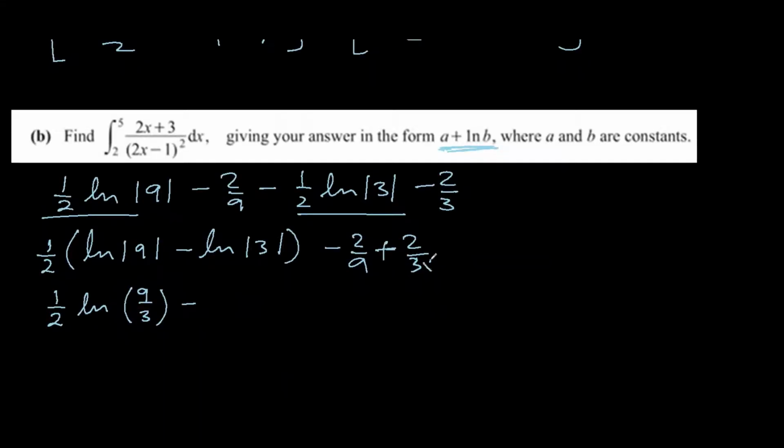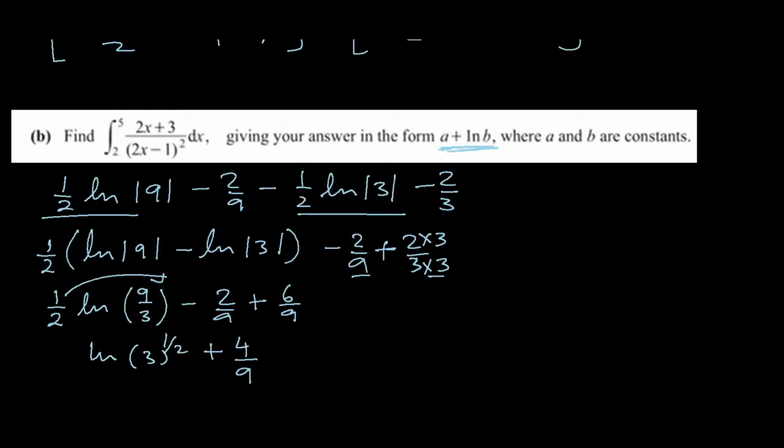Yes. So we'll multiply this by 3, multiply this by 3, so that they have the same denominator. So minus 2 ninth plus 6 ninth. Yeah. We don't want any coefficient, so this half goes and becomes a power by laws of logarithm. So ln 9 over 3 is 3 to the power half plus 4 ninth.